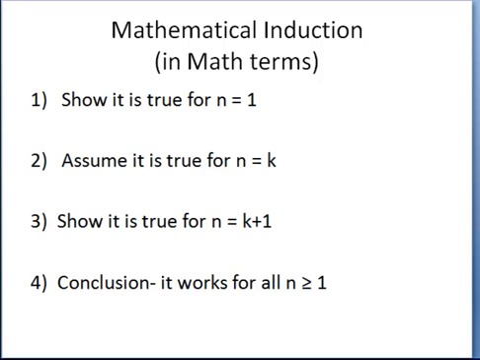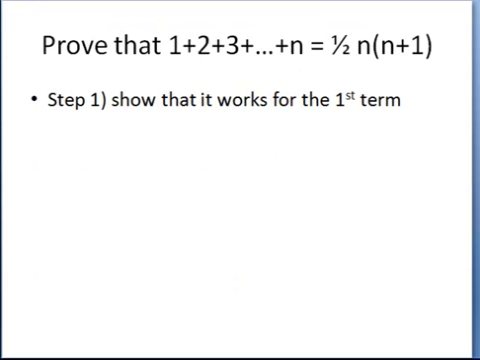The key word in step 2 is assume. We're not trying to prove that it's true for n equals k. We are assuming that it is true, and then show that it's true for the next number, n equals k plus 1. If it later turns out that we have a contradiction, then the initial assumption was wrong. Let's see how this works.